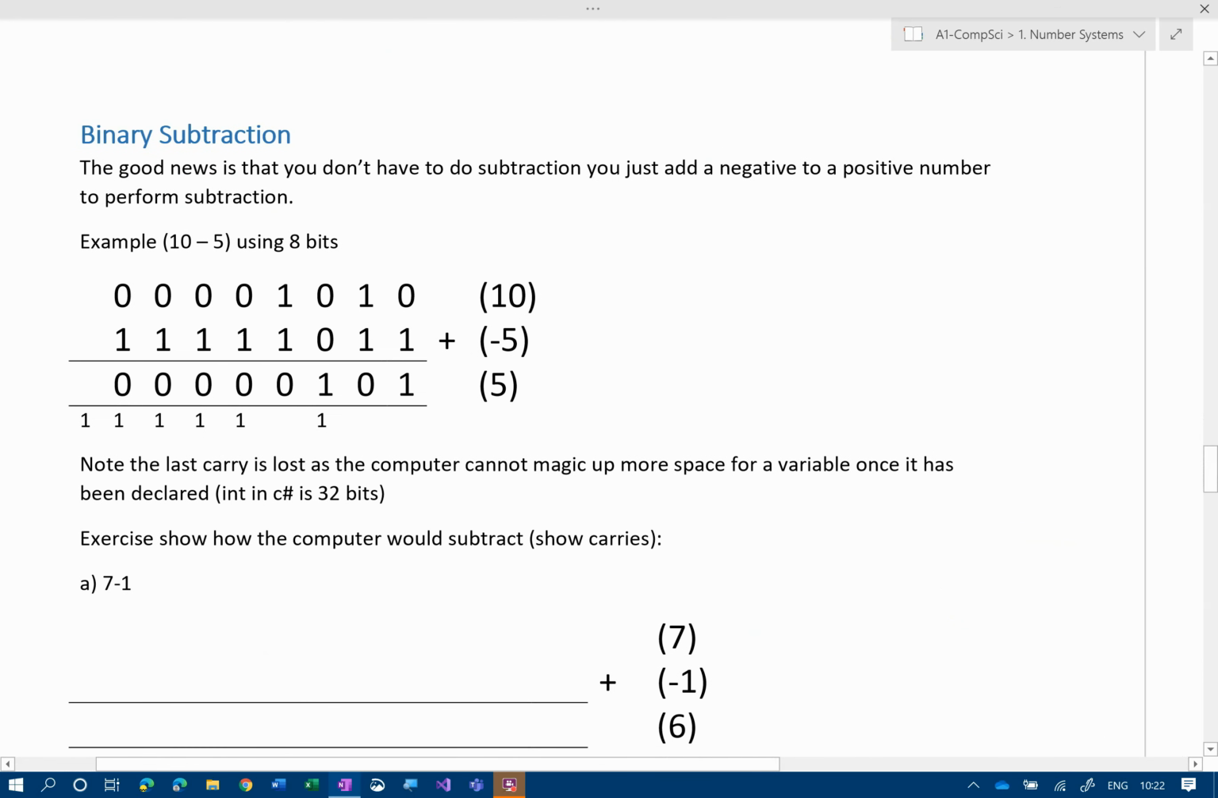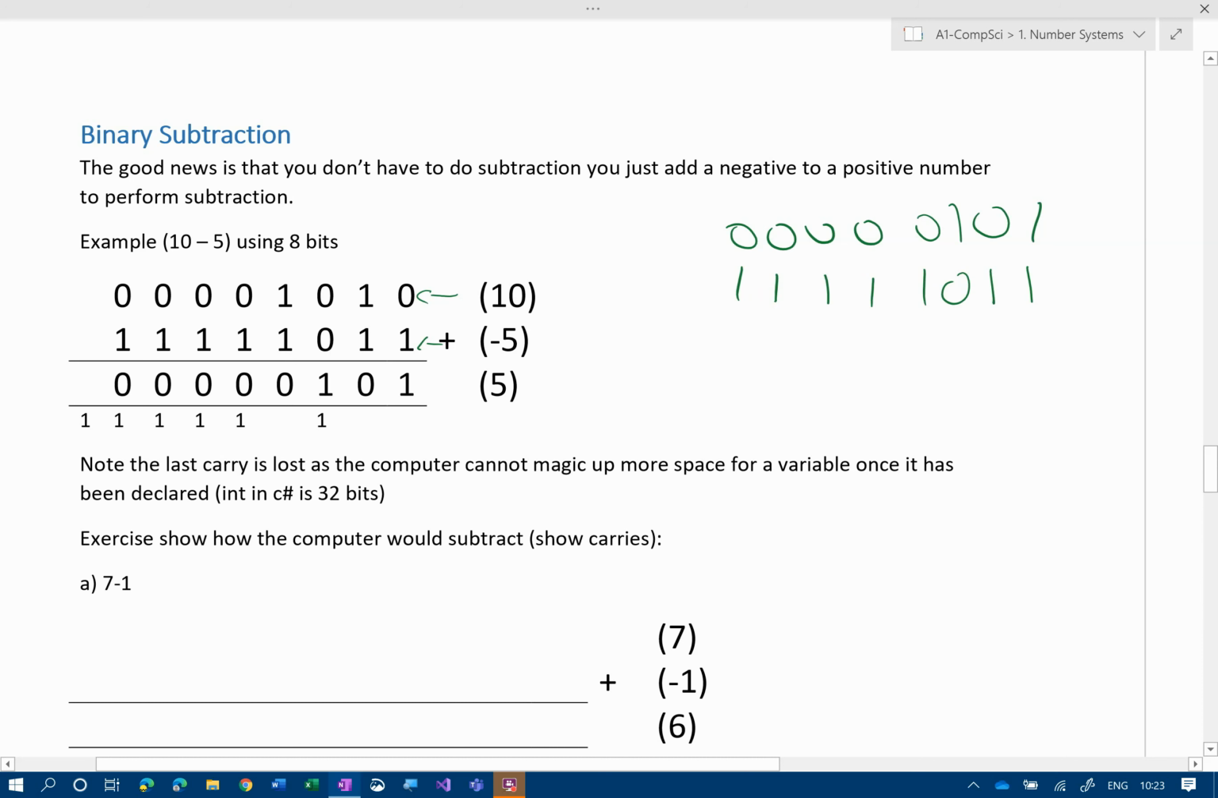Now, next bit is binary subtraction. Now, the good news is that you don't have to do binary subtraction. All you do is add a negative to a positive. So here's an example. So I've got +10 here, -5 here. That's -5. All I did was 1, 2, 3, 4, 0, 1, 0, 1. That's +5. Bit flipped it, so it's 1, 1, 0, 1, 1, 1, 1, 1. So that's where the -5 comes from.